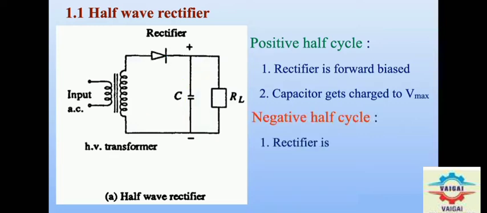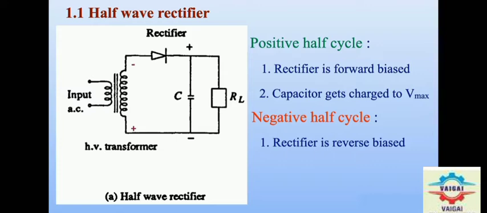Then during negative half cycle, the rectifier is reverse biased. That is, the diode is reverse biased. See the diagram. The red color symbol shows the reverse biased diode. Now the current through RL becomes 0 since there won't be any current, as the diode is reverse biased.